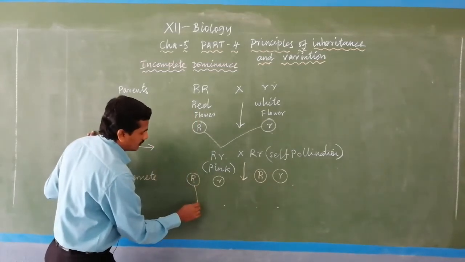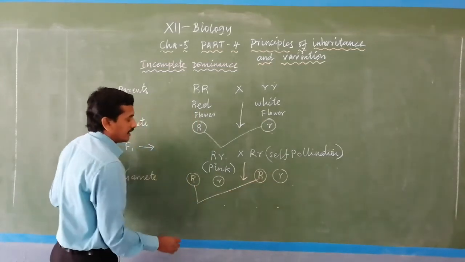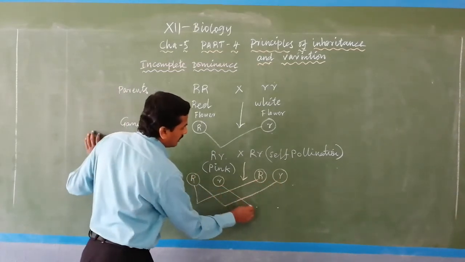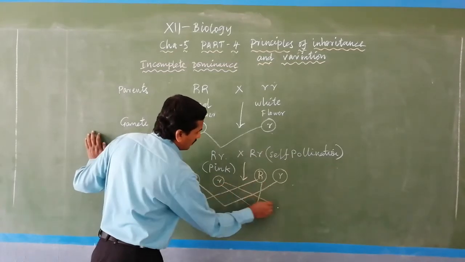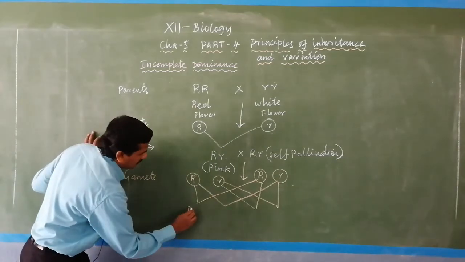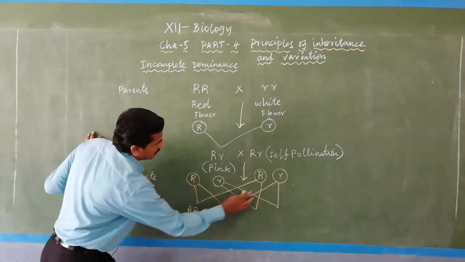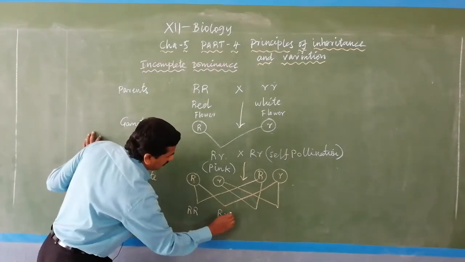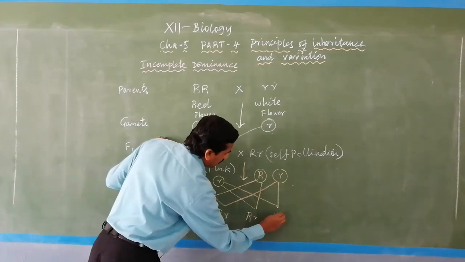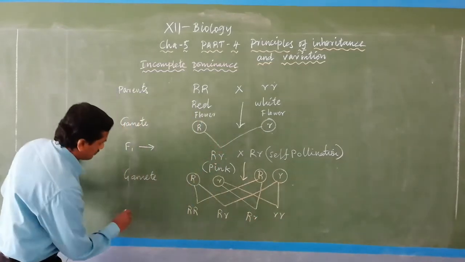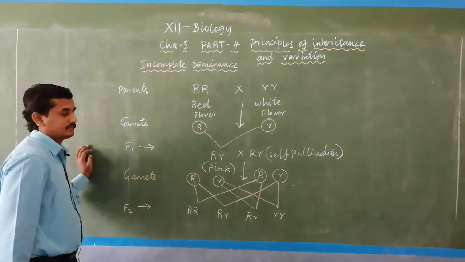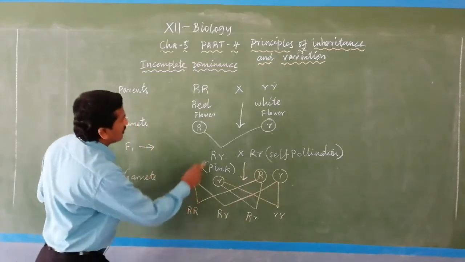We fuse one male gamete with one female gamete, one male gamete with another female gamete, one male gamete with a female gamete, another male gamete with a female gamete. Okay. Which one? Capital R capital R, capital R small r, capital R small r, and small r small r. It is actually F2 generation. So, in capital R means what?